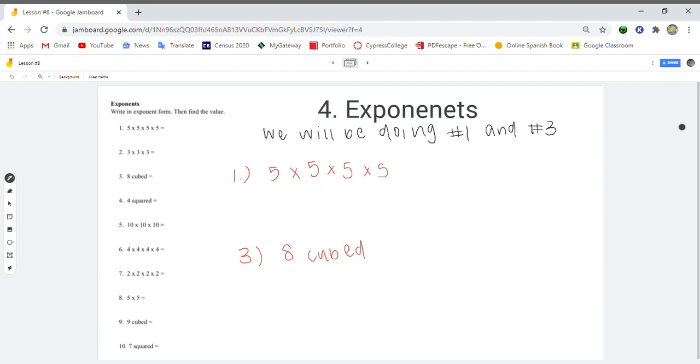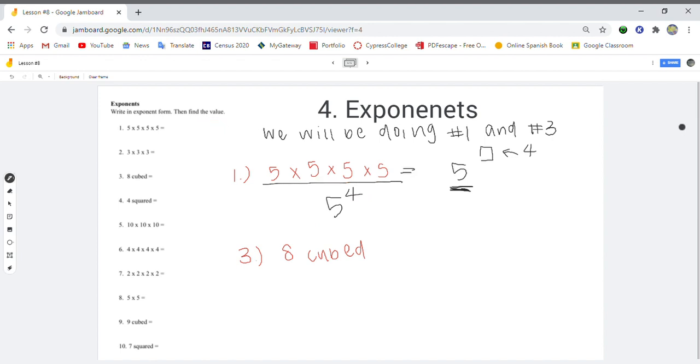If you know what exponents are, we're going to have the base over here and the exponent over here. The exponent is how many times the base is repeated. So we see that 5 is repeated 4 times. So the base number 5 was repeated 4 times. This is in exponent form, where we have the base over here and the exponent over here. When it says find the value, it's basically just multiplying this out.